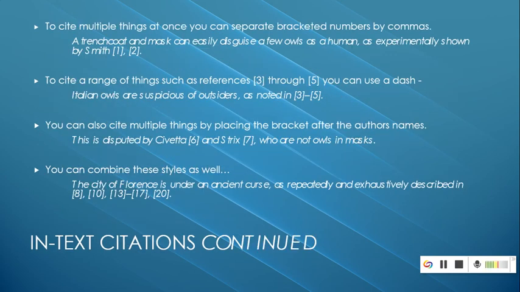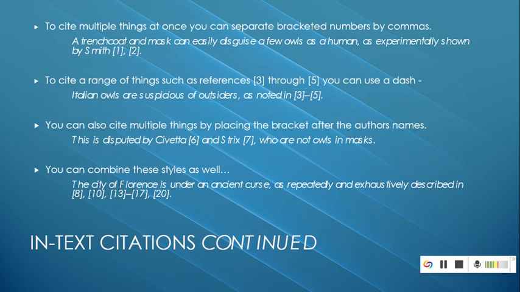So if you want to cite multiple things at once in an in-text citation, say you're using 2 sources in one particular sentence, you would just separate them by a comma, as you can see with this top example. If you want to cite a range of things, such as in the second example, you would use a dash. So say you wanted to use references 3, 4, and 5, you would just use a dash between a bracketed 3 and a bracketed 5. And that means that you're citing a range of sources.